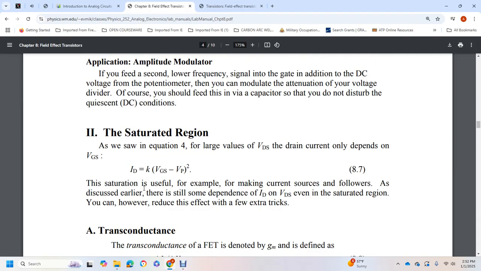The drain current equals K times the gate-source voltage over the pinch-off voltage, minus 1, squared. Saturation is useful, for example, in making current sources, although with the Early effect, there is still some dependence of the drain current on the drain-source voltage. Even in the saturated region, you can, however, reduce the effect with a few extra tricks.